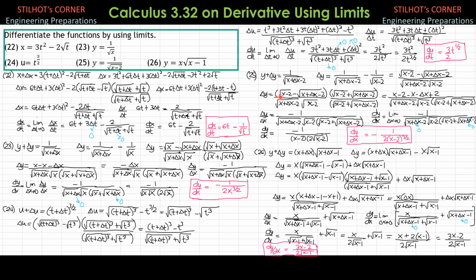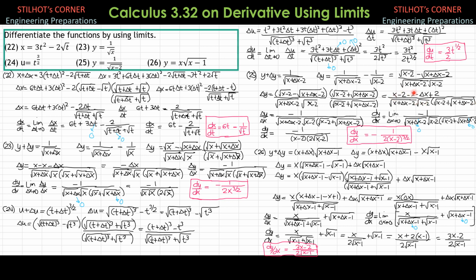So delta y is copy the numerator, copy the denominator, then we multiply and divide by the conjugate of the numerator, which is this. Then expand, so we have x minus 2 minus x minus delta x plus 2 over, just copy the LCD.